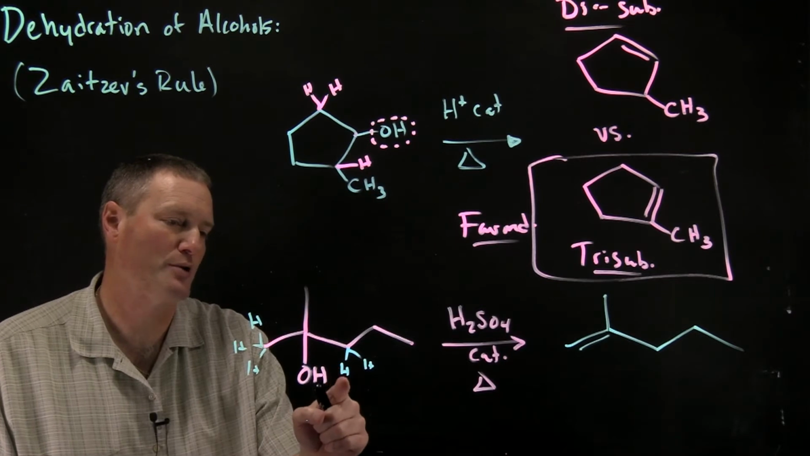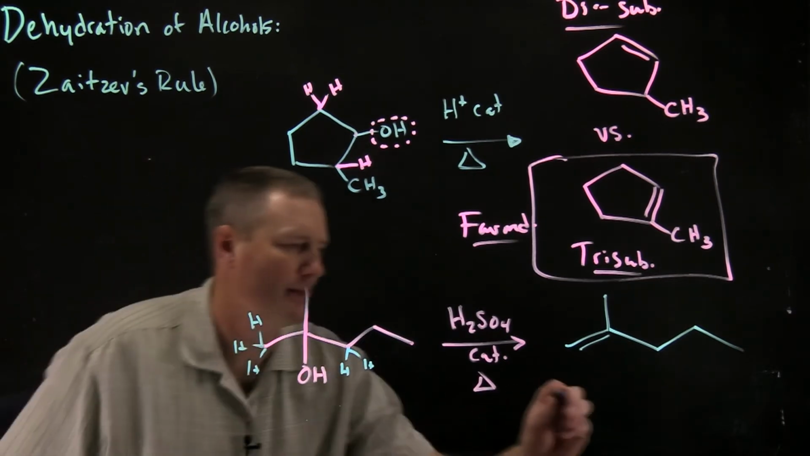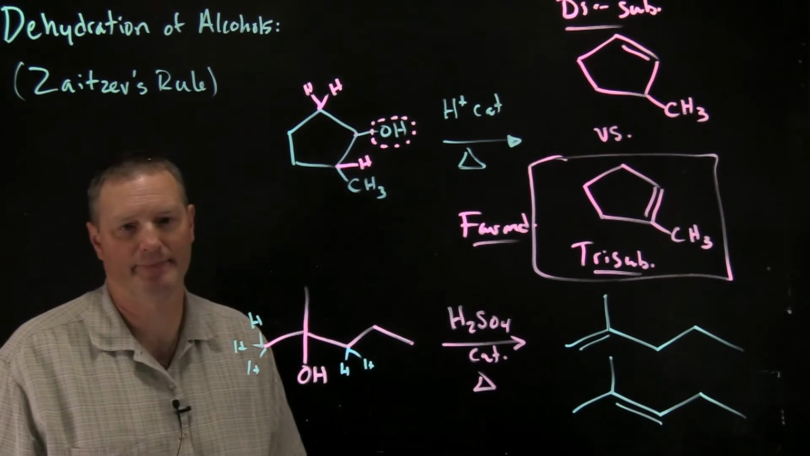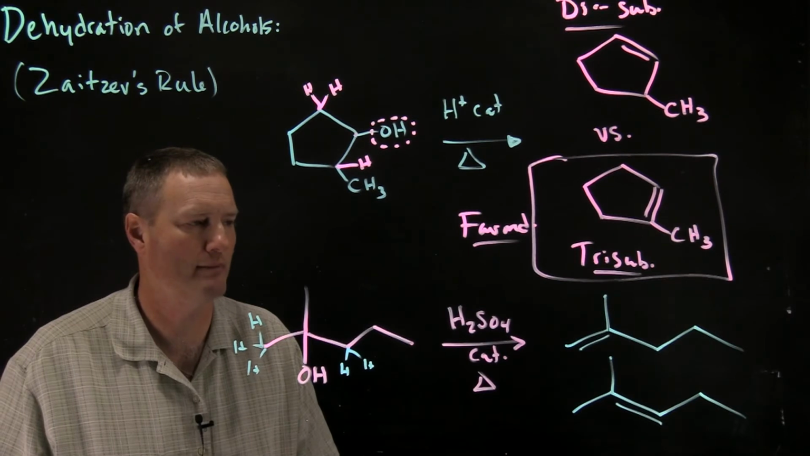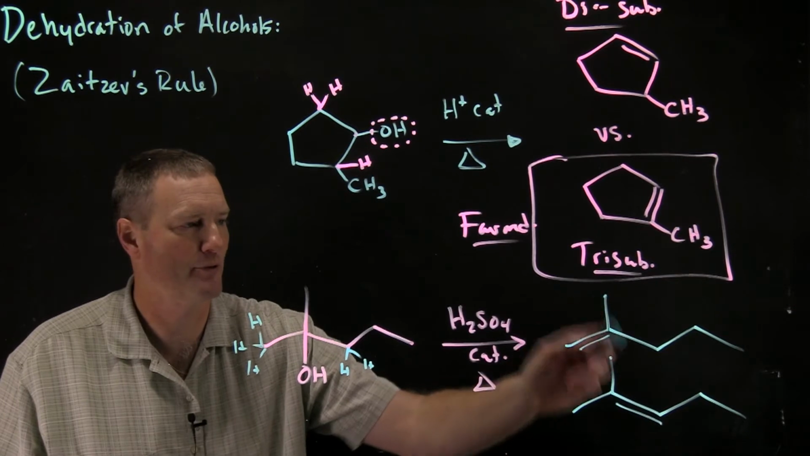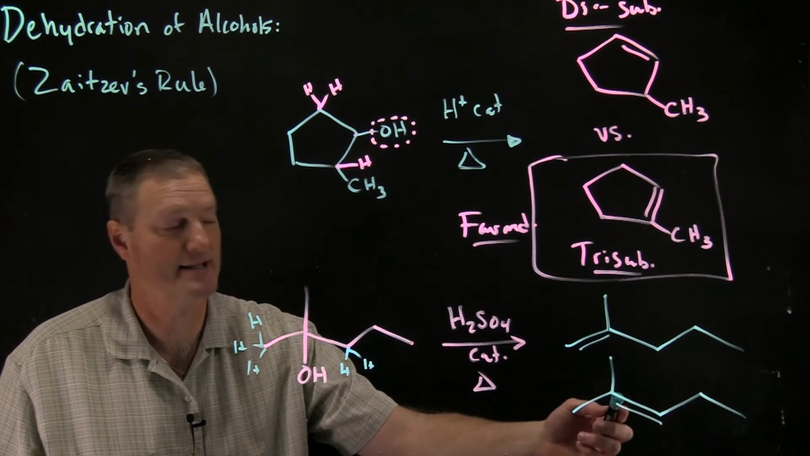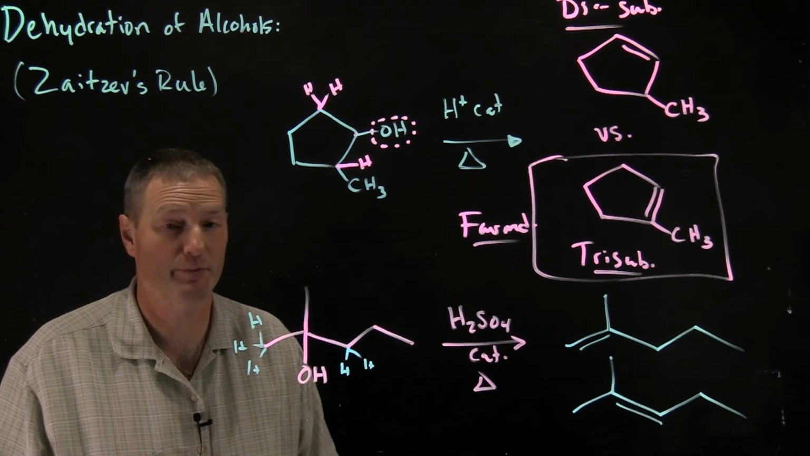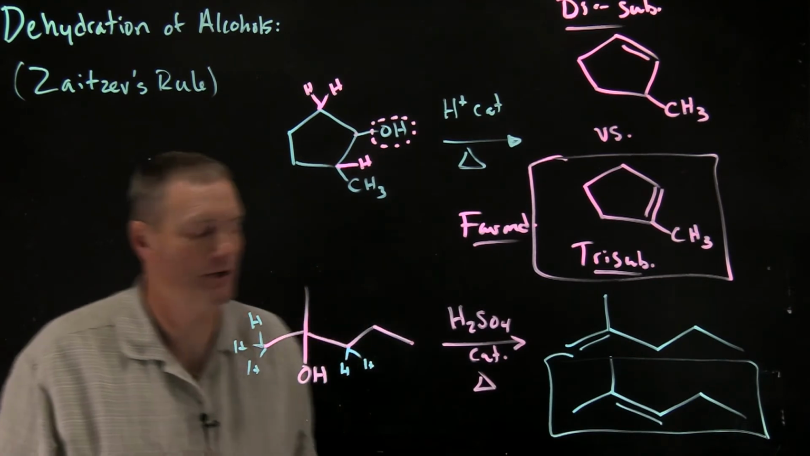Conversely, if I remove the proton here from this middle position and this OH, I would introduce a double bond in the middle of the molecule, and I would get a compound like that. So if we look at the substitution patterns of these two products, this one is only a di-substituted double bond. There's a methyl group here and then another alkyl group. So that's di-substituted. Conversely, this one is tri-substituted. So there's a methyl group, and then this ethyl group here. So the favored product, applying Zaitsev's rule, would be the tri-substituted carbon-carbon double bond.